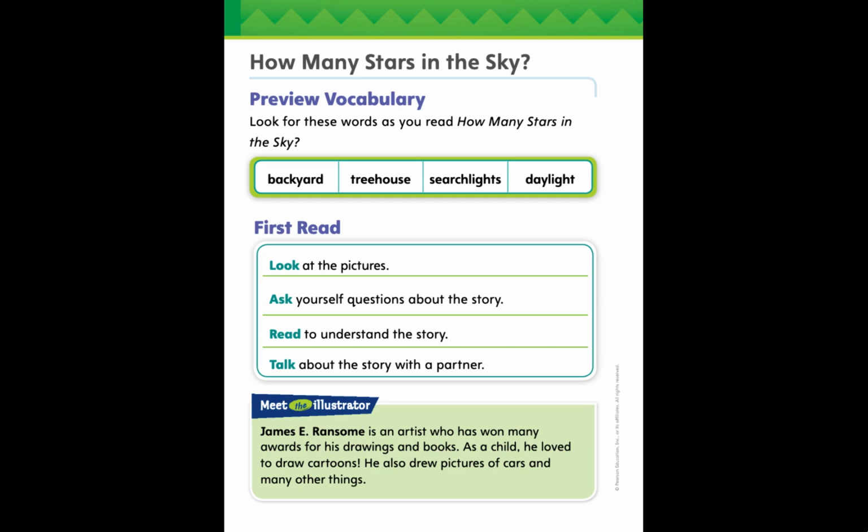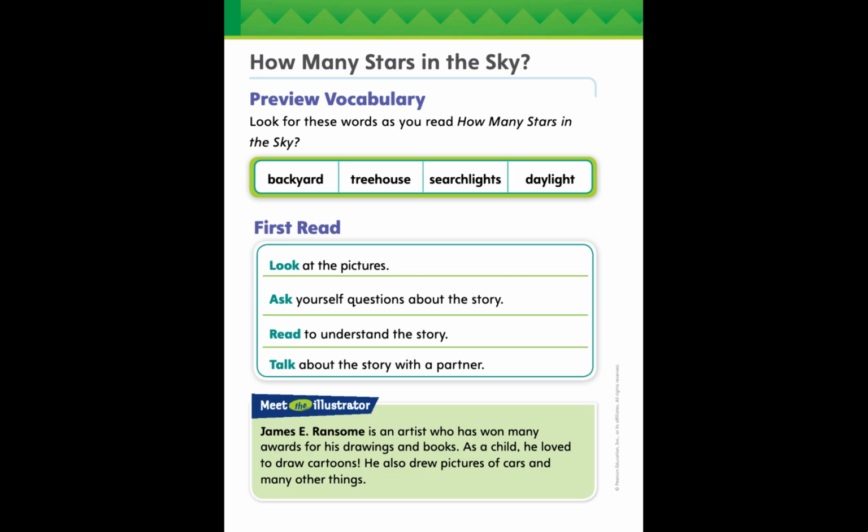So if I wanted to look at the very first word, backyard, there are 2 words that can stand on their own. Back can be by itself, and yard can be by itself. The same thing with tree and house. The same thing with search and lights. And lastly, day and light.